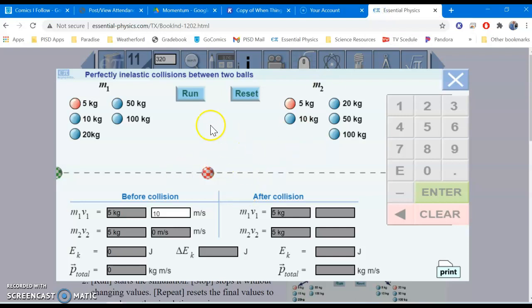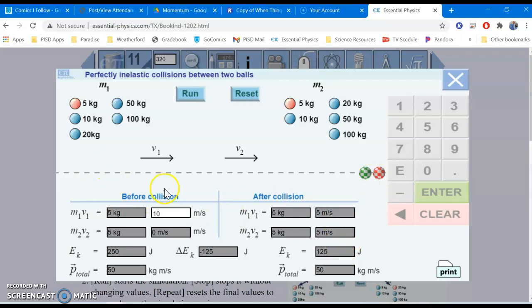And if we do experiment a little bit, let's say we do 5 and 5, and we run this. They're both the same size. Boom, there they go. Well, guess what? This is their mass afterwards, and here's their velocity. And they do, in fact, have the same final velocity. Well, inelastic means they stick together.